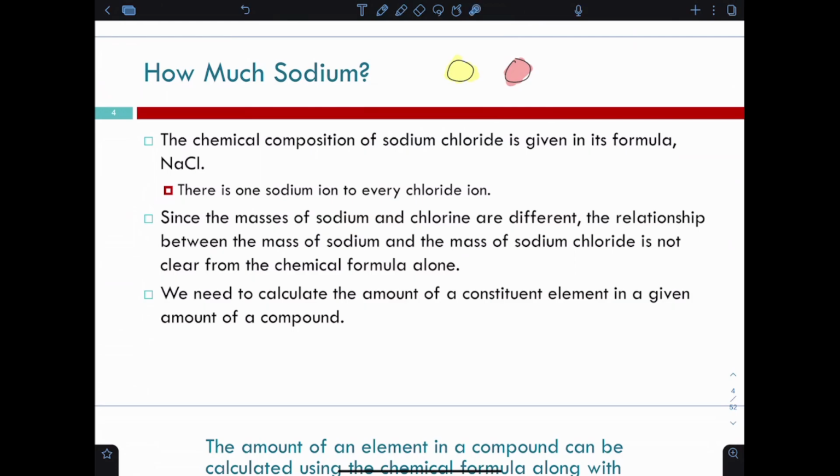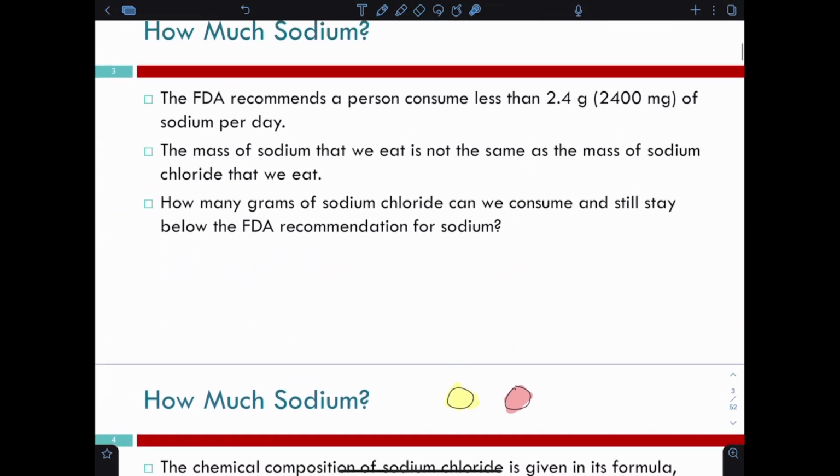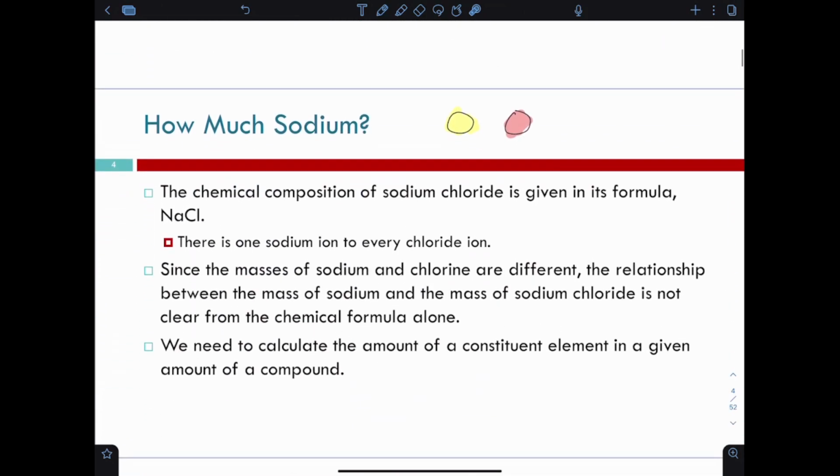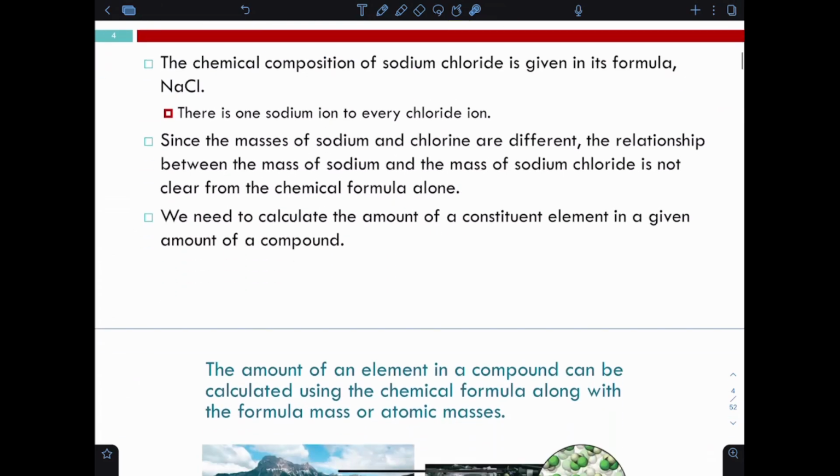Kind of a similar thing with sodium and chlorine, where the sodium is lighter than the chlorine. So if we use the mass of the sodium chloride that we eat, it's going to be hard to tell how much of that is actually sodium. So if we want to figure out how much sodium we can eat, or how much table salt that is, you have to calculate the amount of a constituent element in a given amount of a compound.